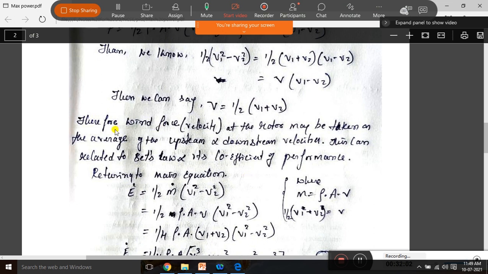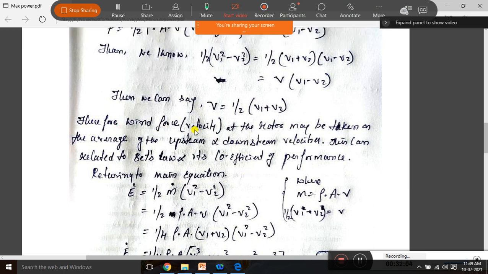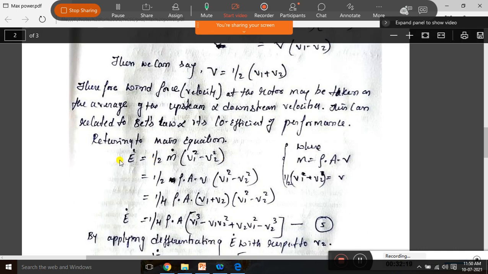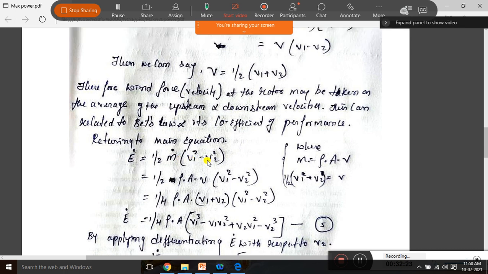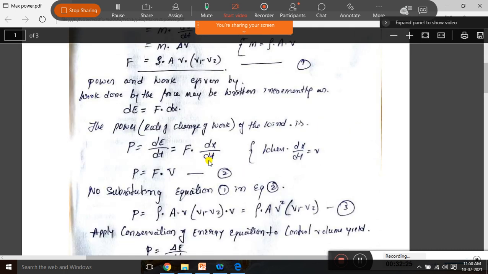Now to the efforts. The wind velocity at the rotor may be taken as the average of the upstream and downstream velocities, and this can be related to both by Betz's equation. Now we are going to use Betz's equation and its coefficient of performance. Return to the main equation, E dash equals 1/2 m dot (V2 minus V1), the same equation we used here.